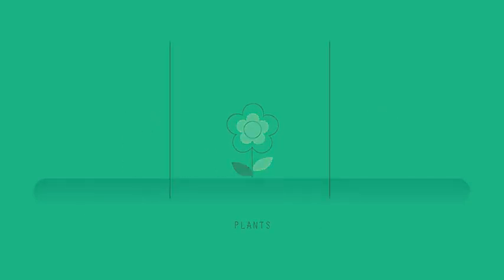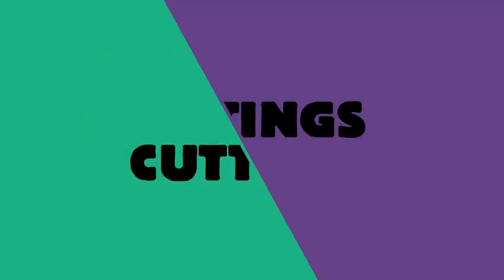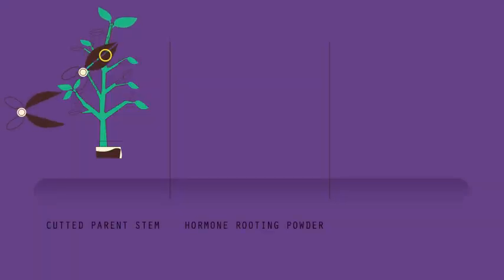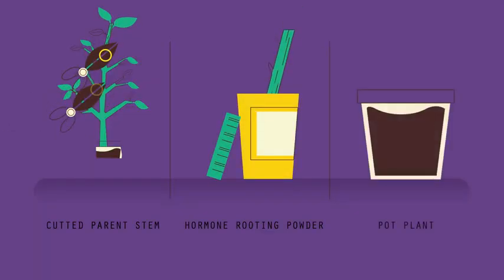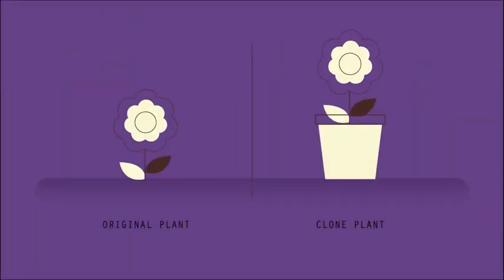Let's start with plants. A gardener, farmer, or plant breeder might want to make many copies of a particular plant quickly. The easiest and cheapest way to do this is to take cuttings. Shoots are cut from the parent plant, then the end of each shoot is dipped in hormone rooting powder and placed into a pot of soil. The hormone rooting powder will encourage the cutting to start growing roots, and soon a whole new plant will have grown, which is identical to the original plant.